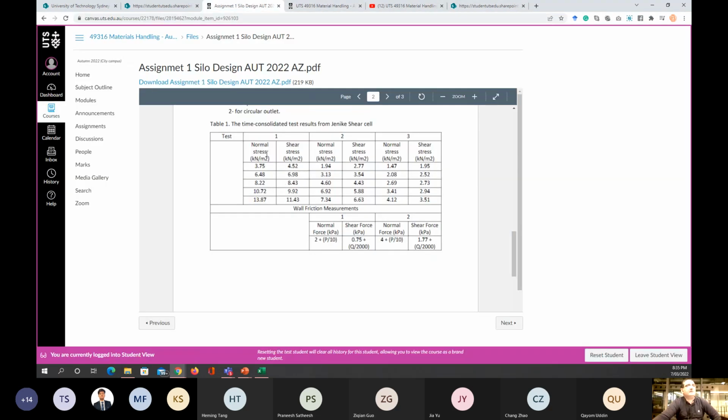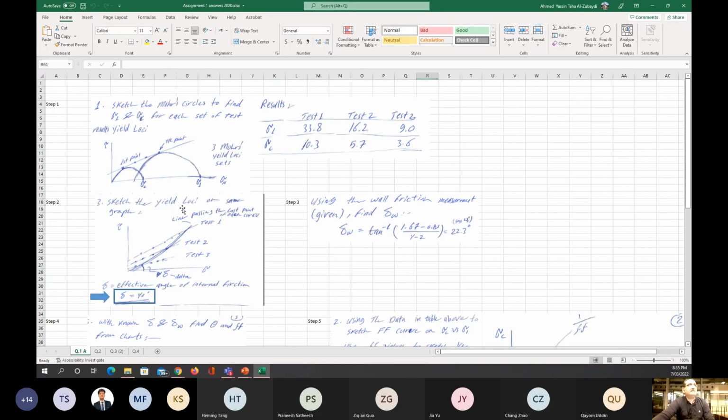As you can see here, we have the normal stress and the shear stress. So we have the sigma and the tau. So we're going to plot sigma against tau for every day, for 3 days. And we're going to have this line.